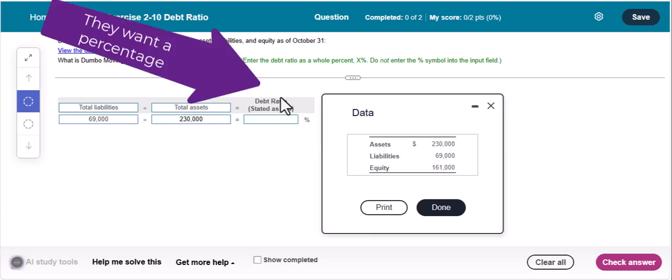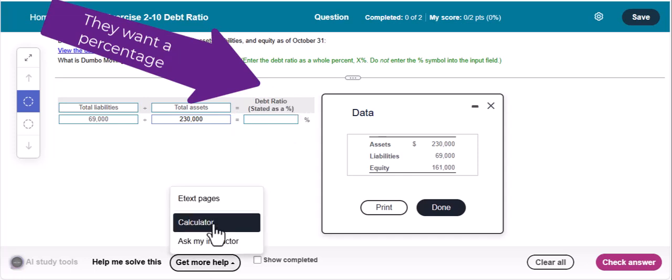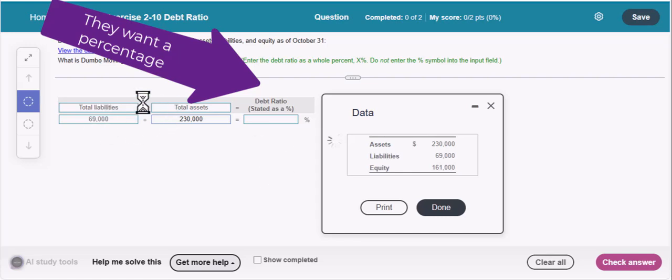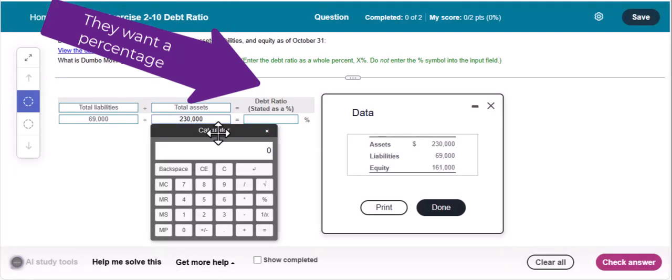So then they want our debt ratio stated as a percent. So we are going to go ahead and get our calculator open to do the math here. So that is going to be 69,000 divided by 230,000. And that's going to give us the decimal version. So that is 0.3 or 30%.